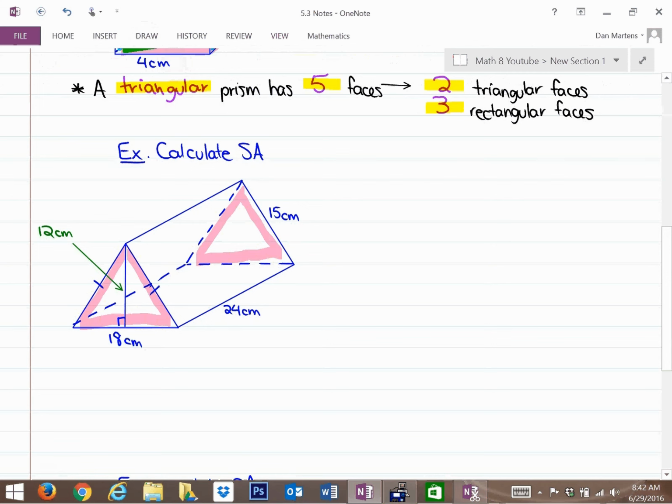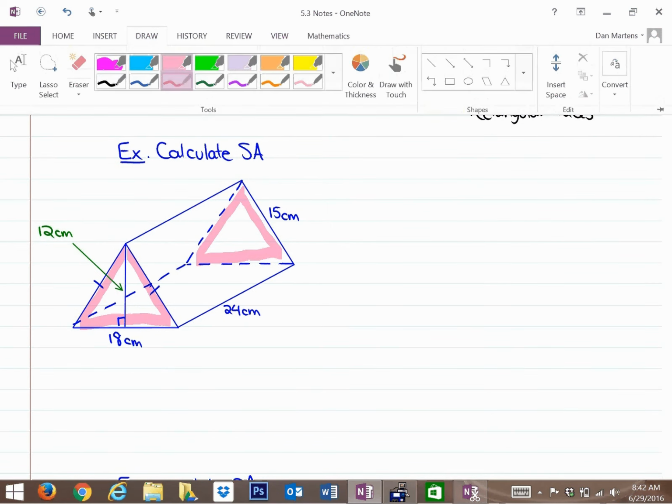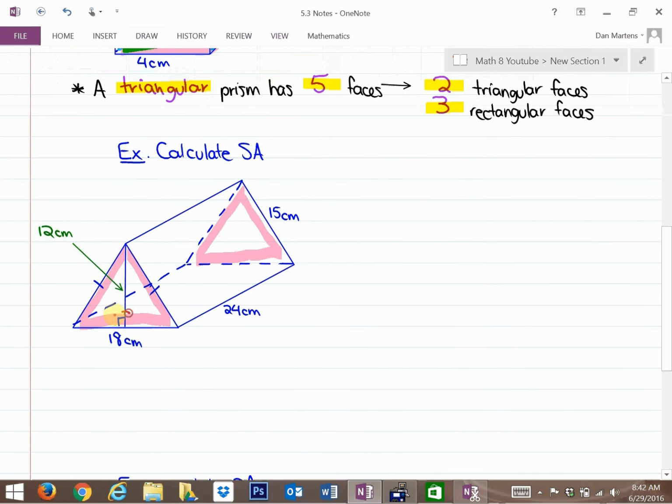Now what we need to remember about triangles is the area of a triangle is base times height divided by 2. So with this triangle, what you do with triangles is you look for the right angle, because the right angle is where the base and the height meet each other. So the base of this triangle is 18 and the height is 12. Okay? So let's organize our thoughts here.